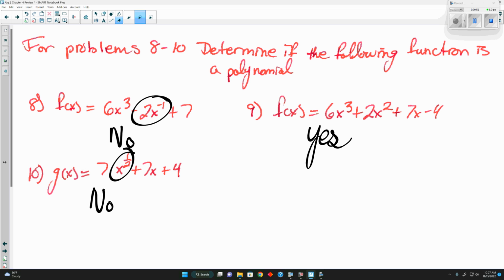Number 10. No. We have a fractional exponent. So on the test, some of these might be combined, determine if it's a polynomial function, stating degree, leading coefficient. Some of those might be grouped together. So just read the instructions to see what it's asking. Any questions on this here?